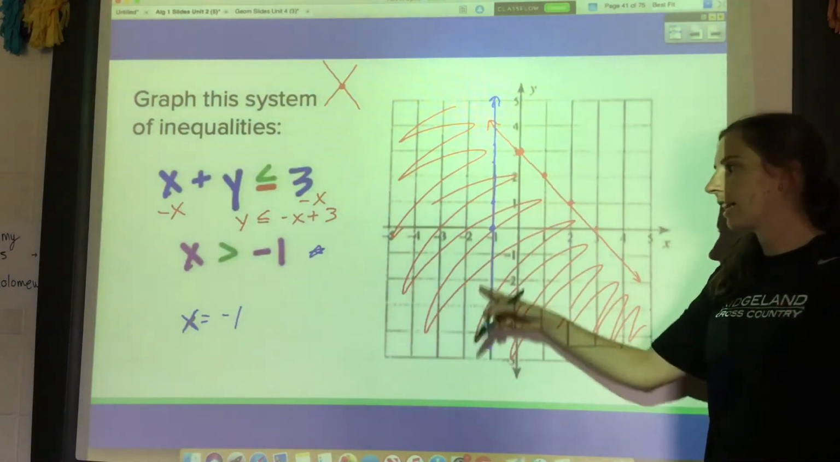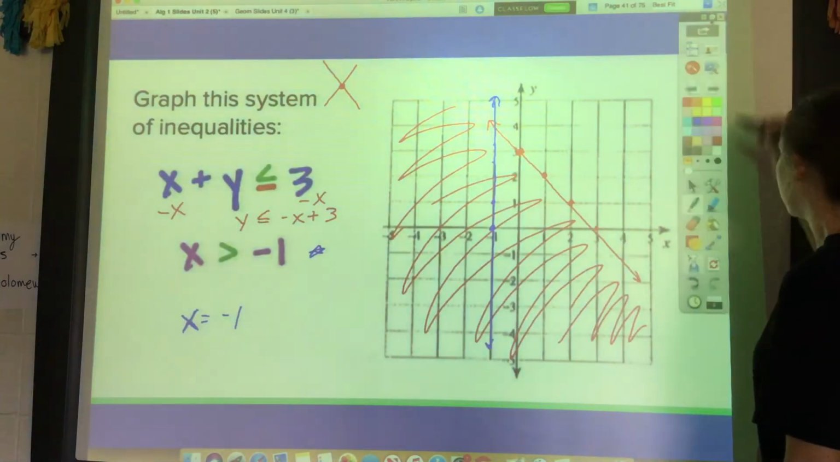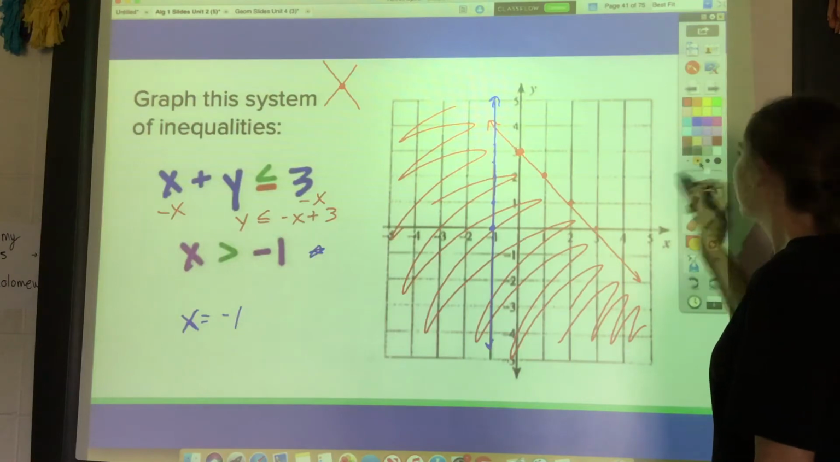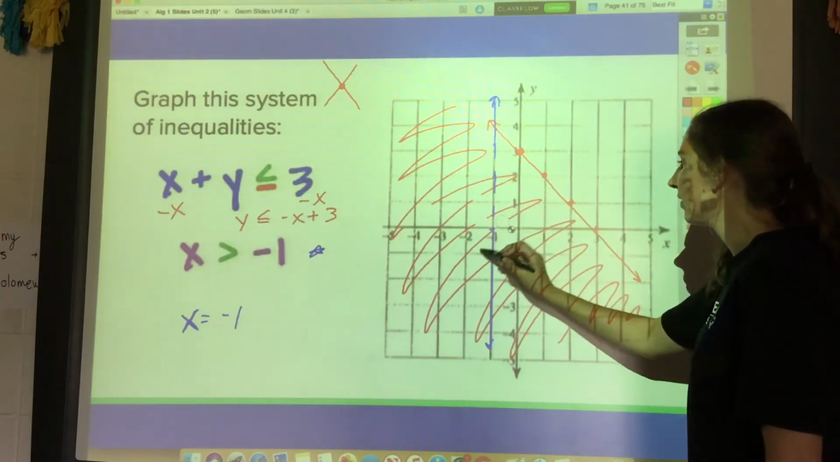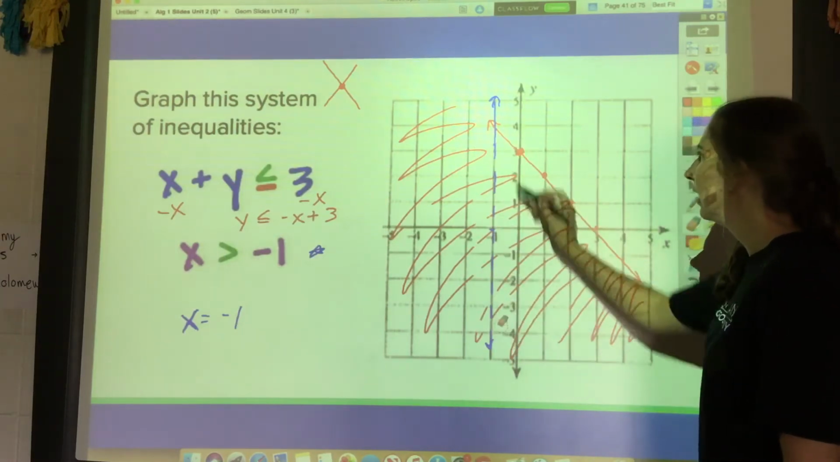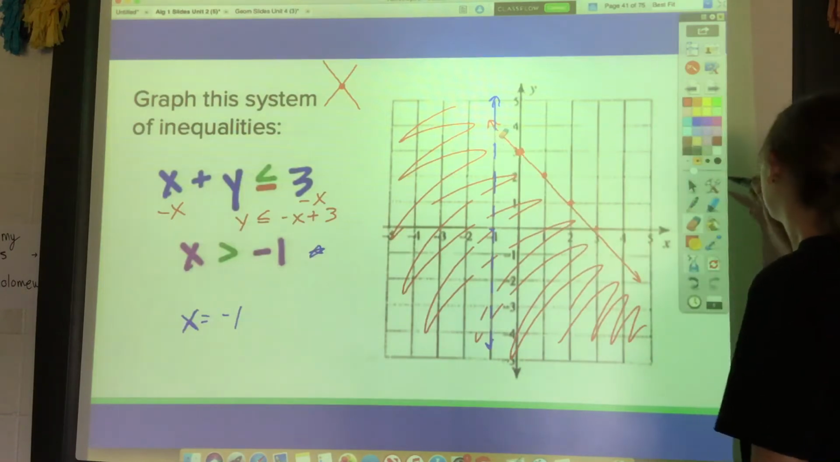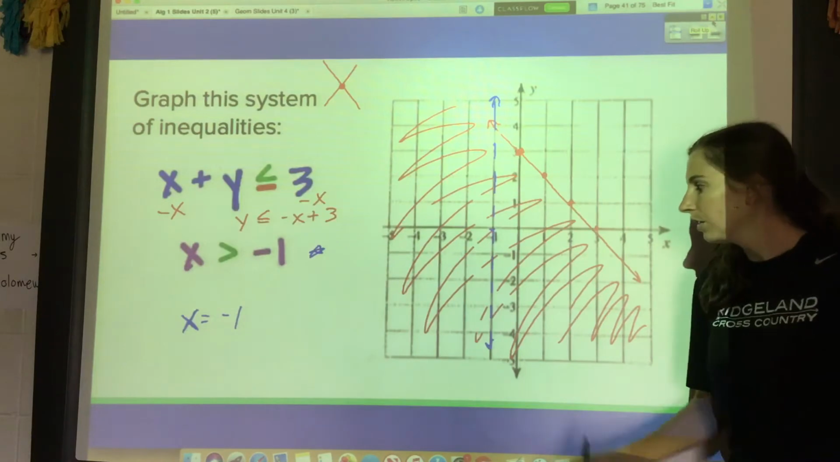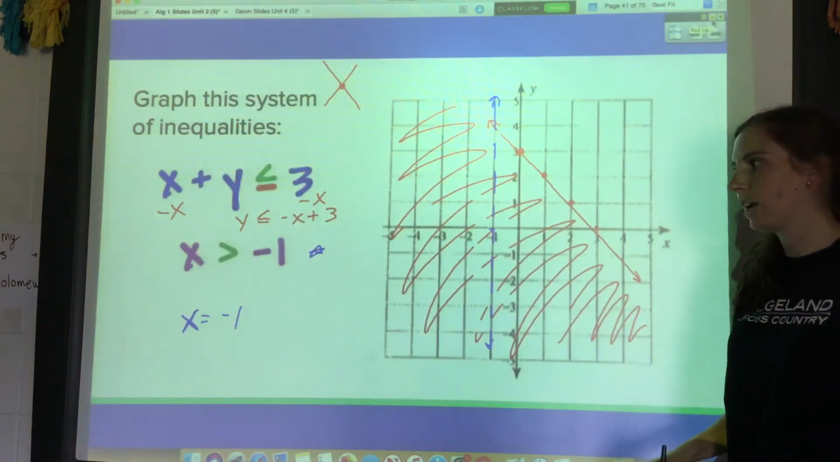So instead of doing a solid line, I should have done a dashed line. Let me get my eraser and erase. Oh no, it's too big. Erase little pieces of this to make it a dashed line. There we go. Good enough. And so now that I have my dashed line, I need to figure out which way to shade.